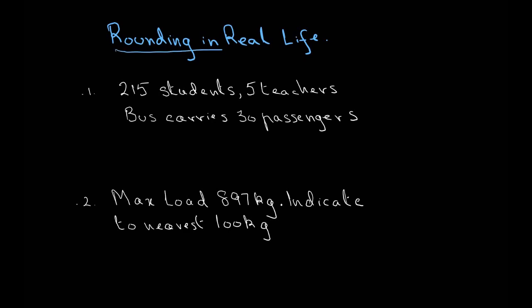So let's look at an example of how we round in real life. We have 215 students and 5 teachers. That means we have 220 people, and we have 30 passengers that a bus can carry. So now we have to figure out how many buses we need.